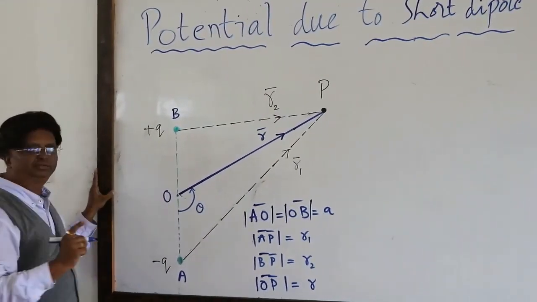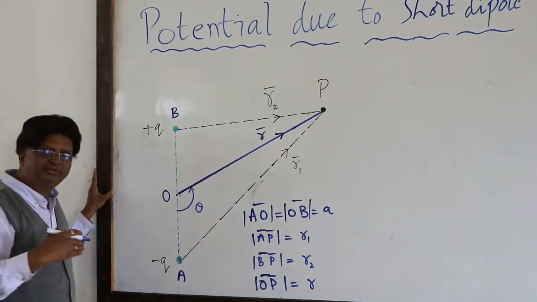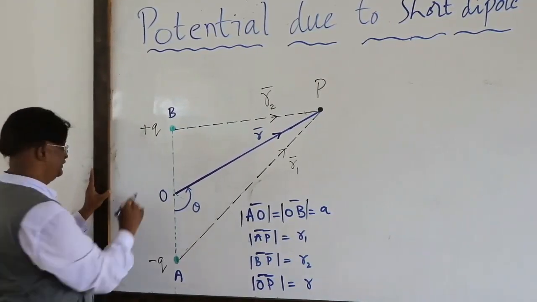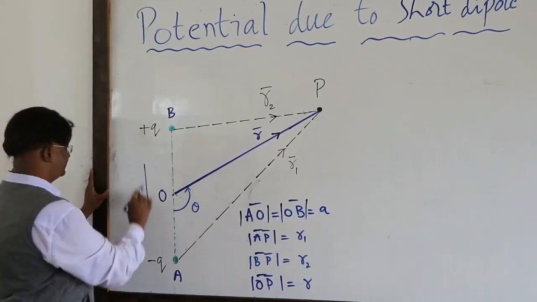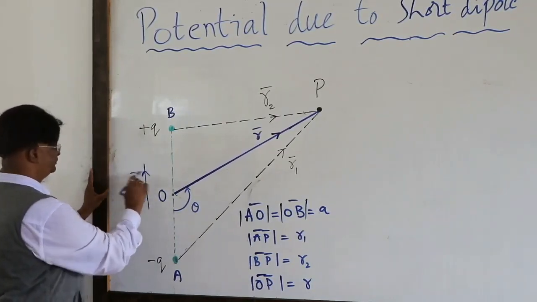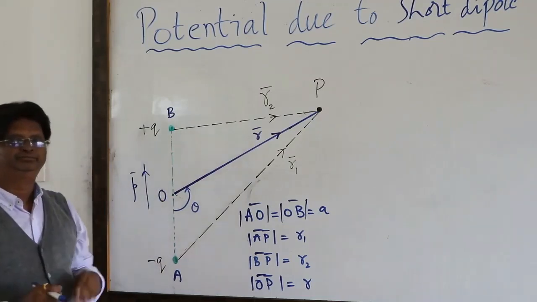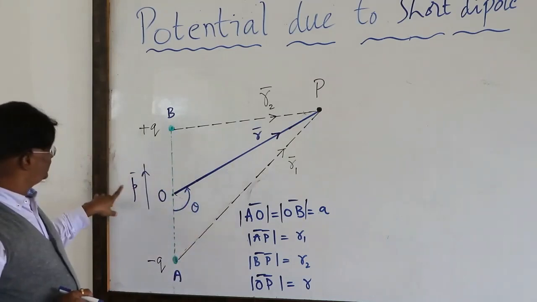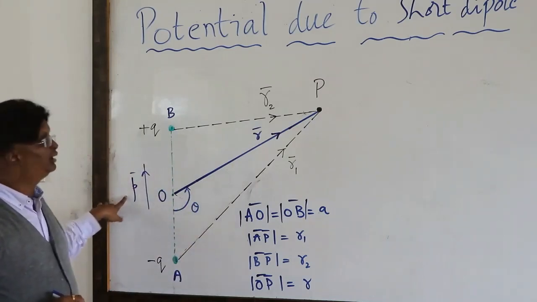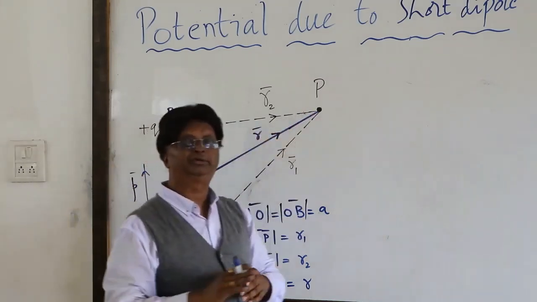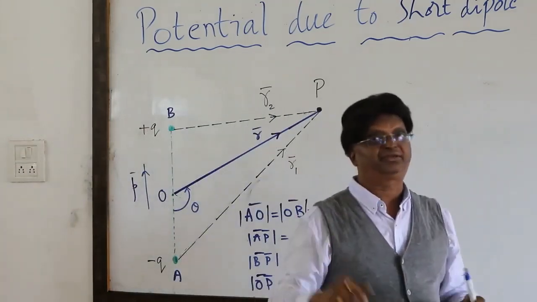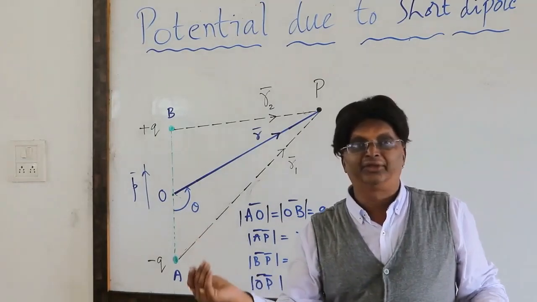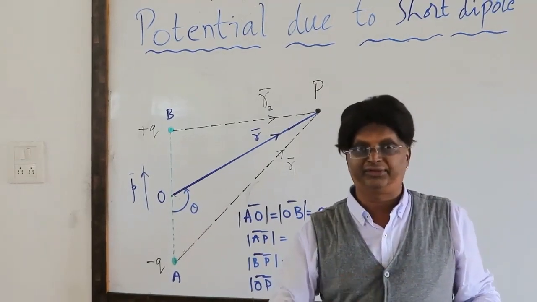Dipole moment, you remember, is always a vector from minus q to plus q along the axial line. Therefore, this is the direction of the dipole moment P bar. Right? This is a dipole of length 2a and dipole moment P bar, and P is some point. When we did the case of electric field, you remember, we did it separately for the electric field at axial point and equatorial point, all such things, is it not?